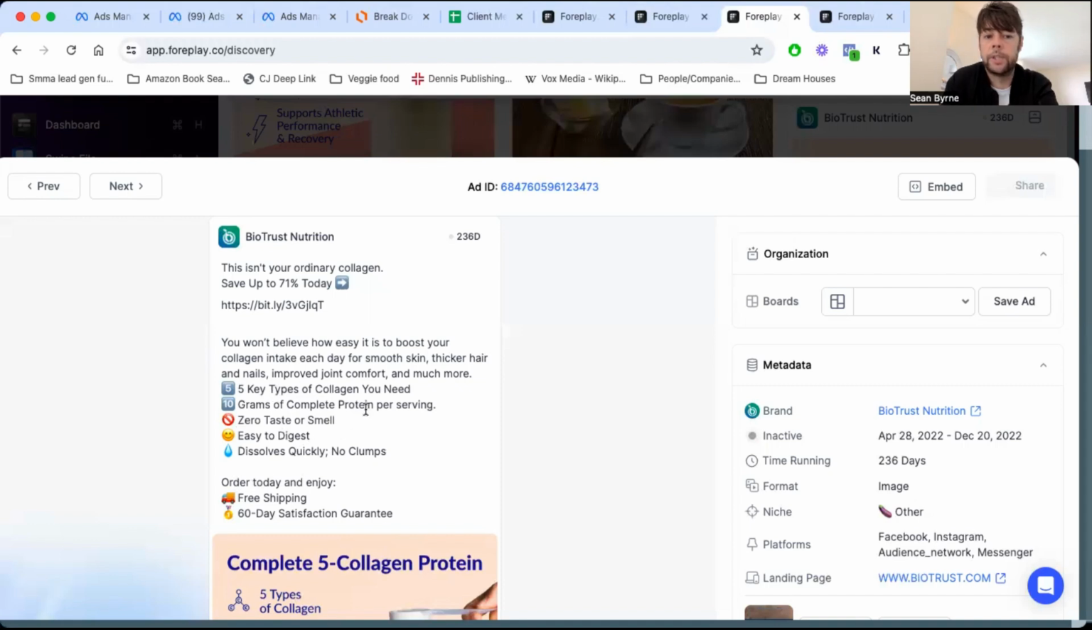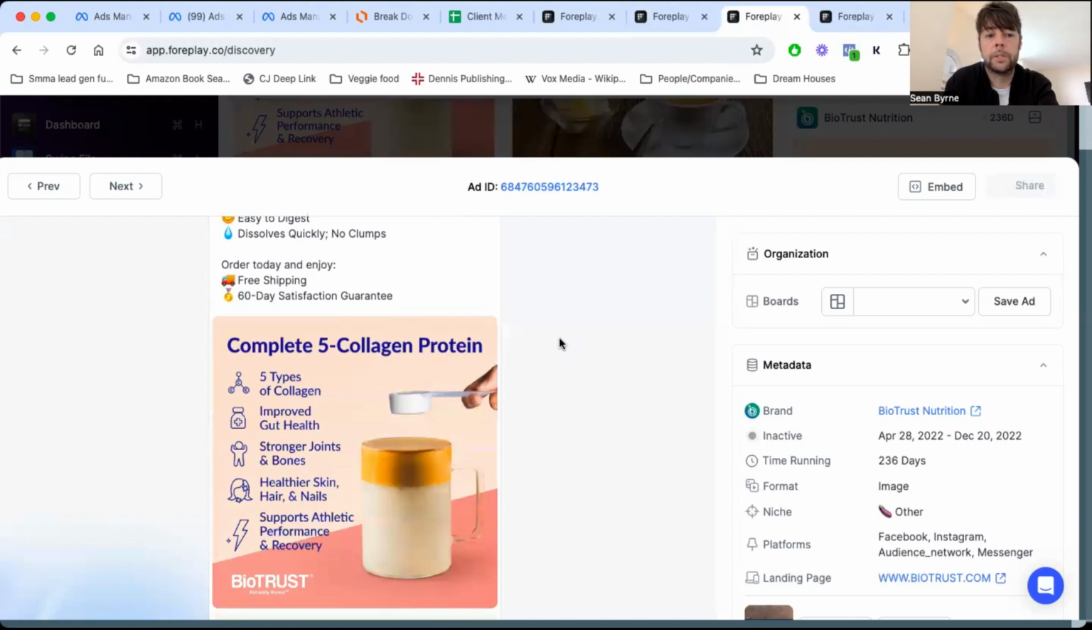Order today, free shipping, 60-day money back guarantee, part of the offer that you see at the top here as well. Okay, and a nice little image creative here for complete 5 collagen protein. These are, again, the benefits. I talked about benefit and feature point-out ads. This is in that same nature, but a very good ad nonetheless. As you can see, it ran for quite a long time, and I'm sure that ad was quite successful for them.